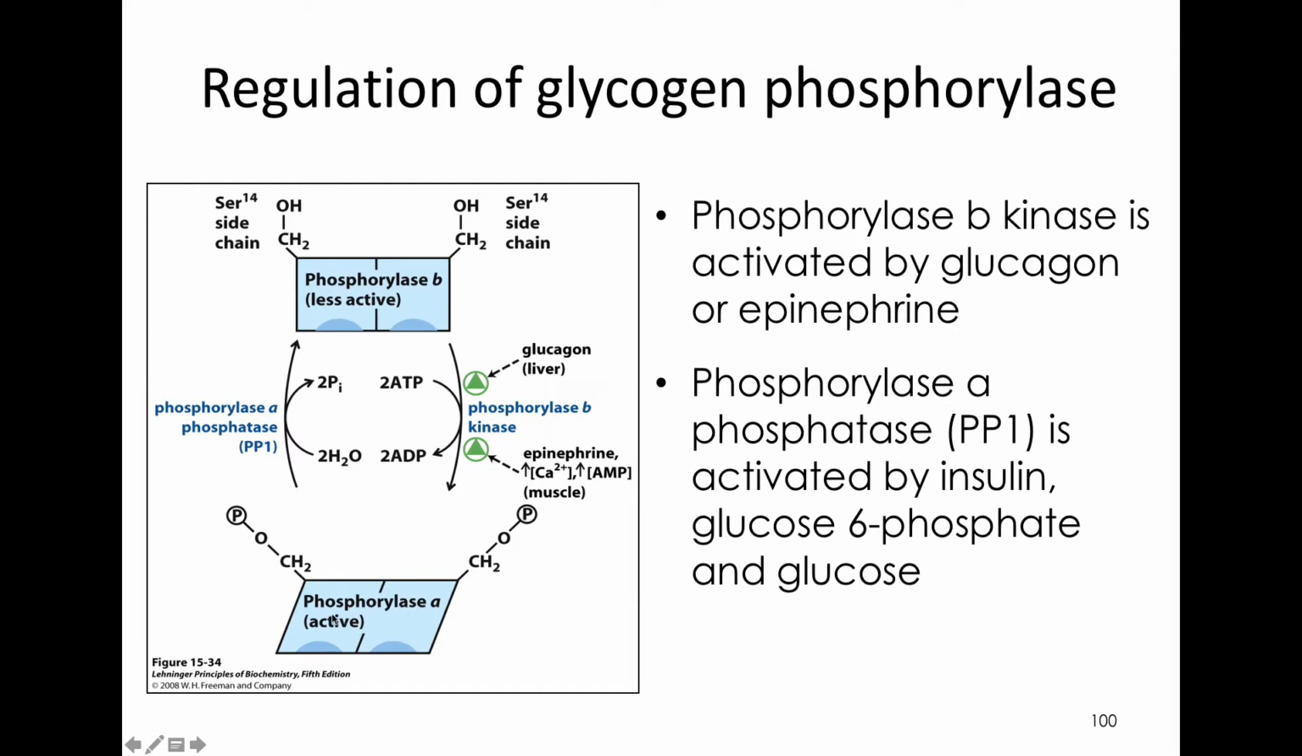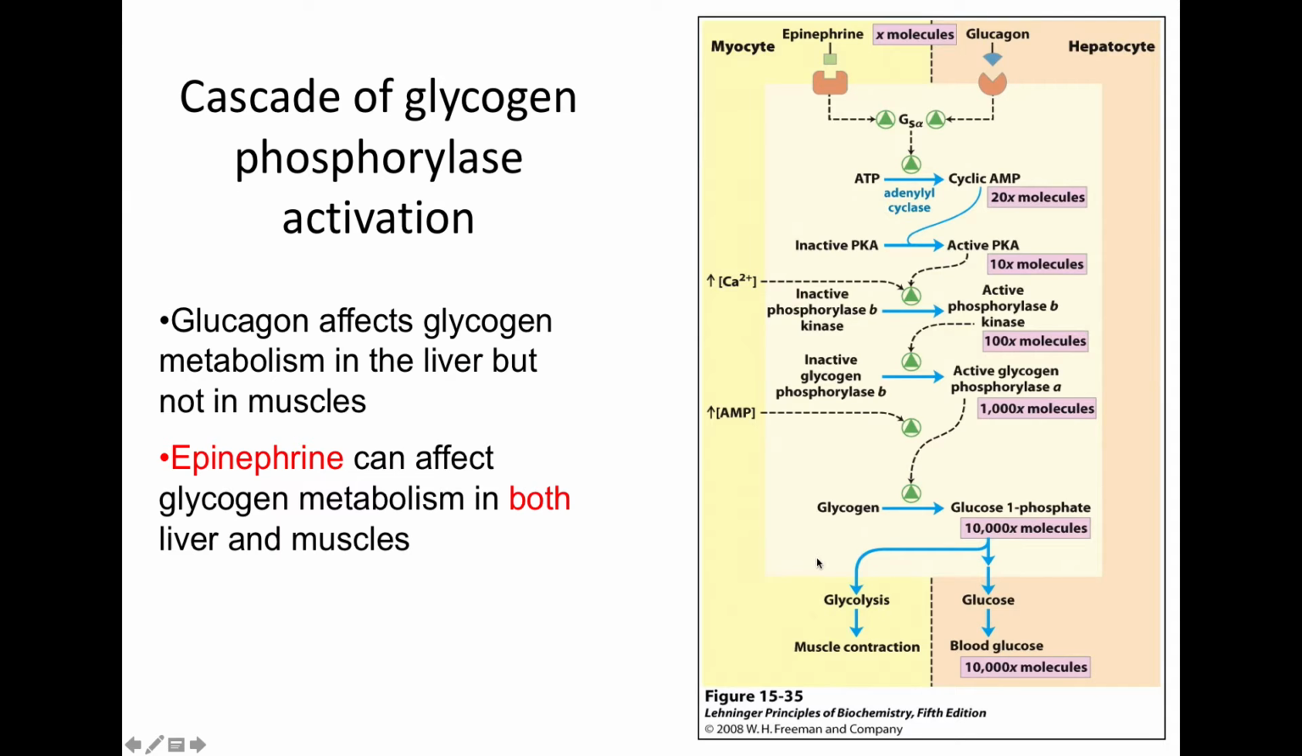Okay, and when this active form is not needed, phosphorylase A phosphatase, or in short PP1, is going to dephosphorylate the enzyme to make it inactive. So this PP1 is activated by insulin or glucose 6-phosphate and glucose.